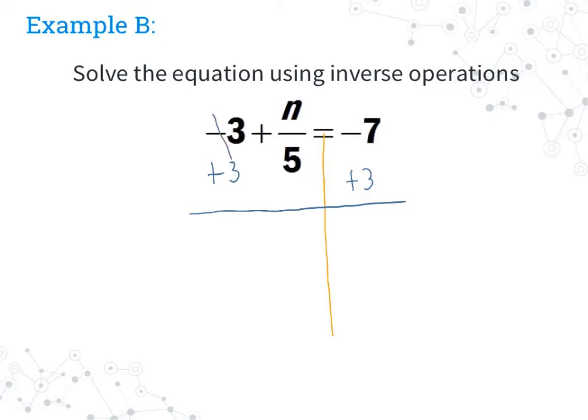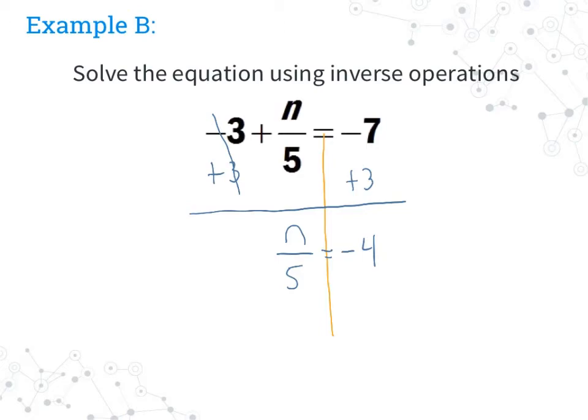Negative 3 and positive 3 are going to cancel. I'm going to bring down my n plus 5. Don't forget the sign. In this case, it's a positive, so I don't need to worry about that. But bring down my positive n divided by 5. Negative 7 plus 3. Again, if I don't know my integer rules, I could use my calculator, but I'm going to end up with negative 4.